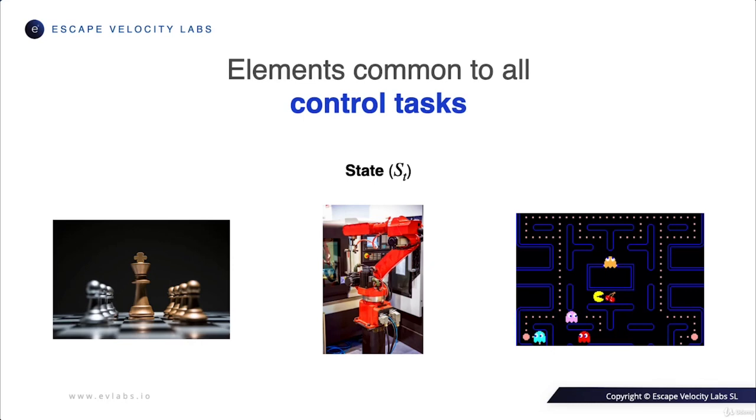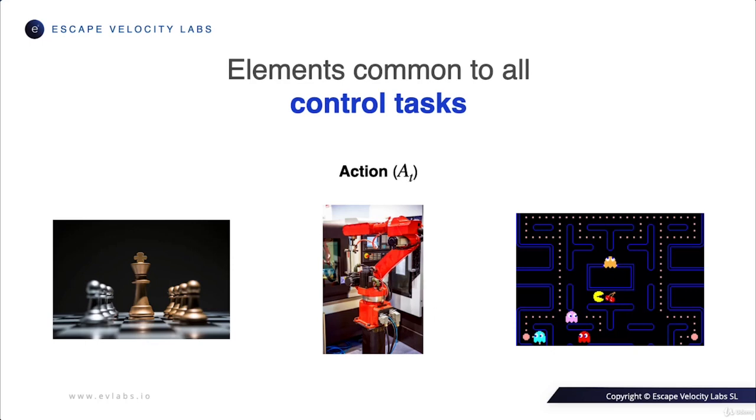In the case of the Pac-Man video game, the state is the position of our avatar, the position of the yellow pills, and the position of the ghost in the maze. The state is always linked to a moment in time. That is, we refer to the state at time t.